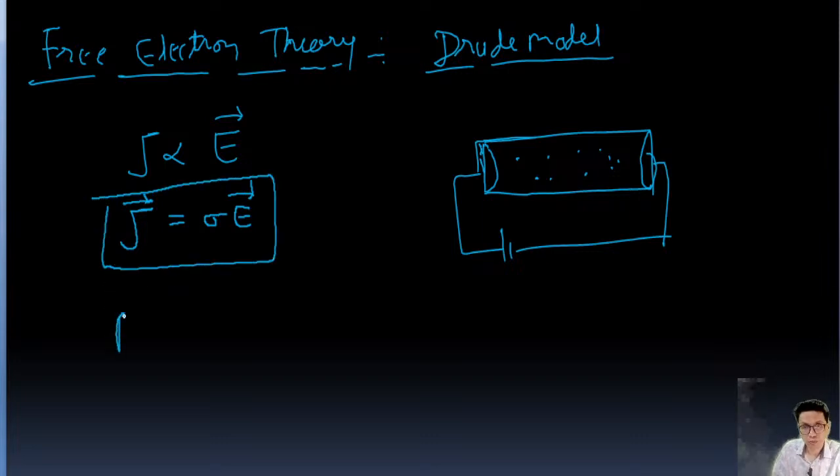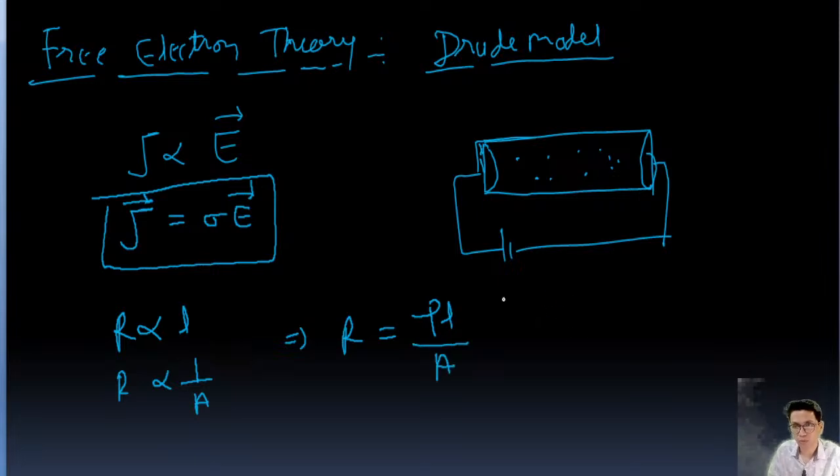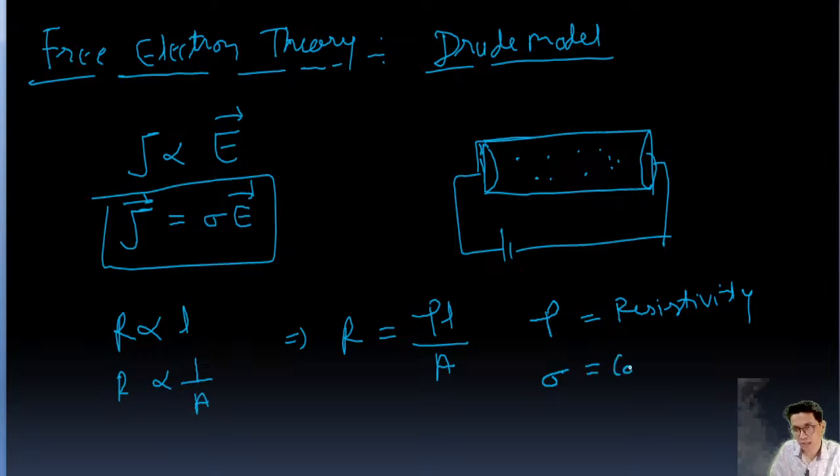Here we also know that R is proportional to L, and R is also proportional to 1 upon A, where L is the length of this conductor and A is the cross sectional area. So R is equal to rho L upon A, where rho is the resistivity, and sigma is the conductivity.